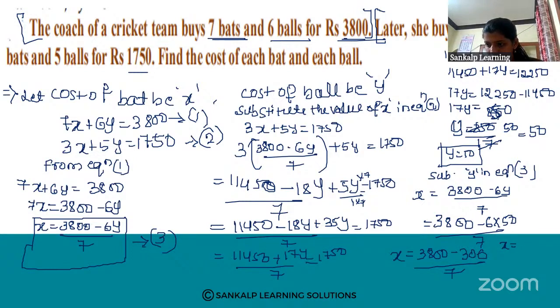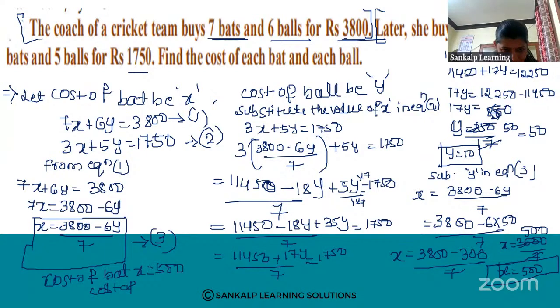It will be 3500 divided by 7. 7 fives are 35. x is equal to 500 you will get. So x is equal to 500. x is the cost of the bat and y is the cost of the ball. Therefore, the cost of the bat x is equal to 500 rupees and the cost of the ball y is equal to 50 rupees.